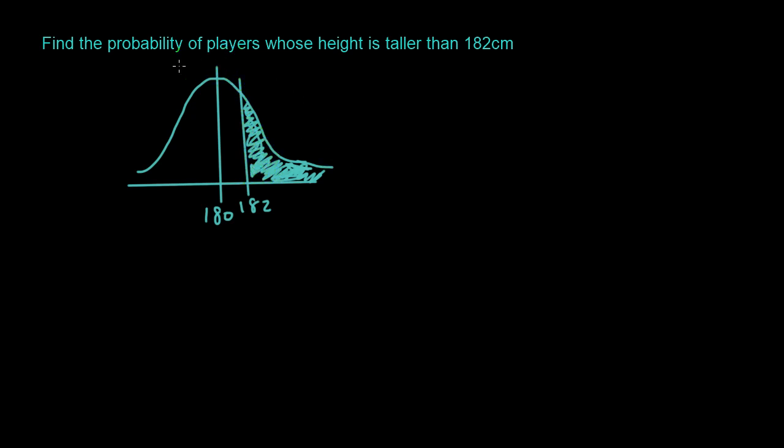We know that the whole area to the right of the mean, this whole area here, is 0.5. So what we're going to do is find the green area, which is the little bar from 180 to 182, and we're going to take the green area away from the whole 0.5, and that should give us the blue area. So we're going to get the probability of x being between 180 and 182.